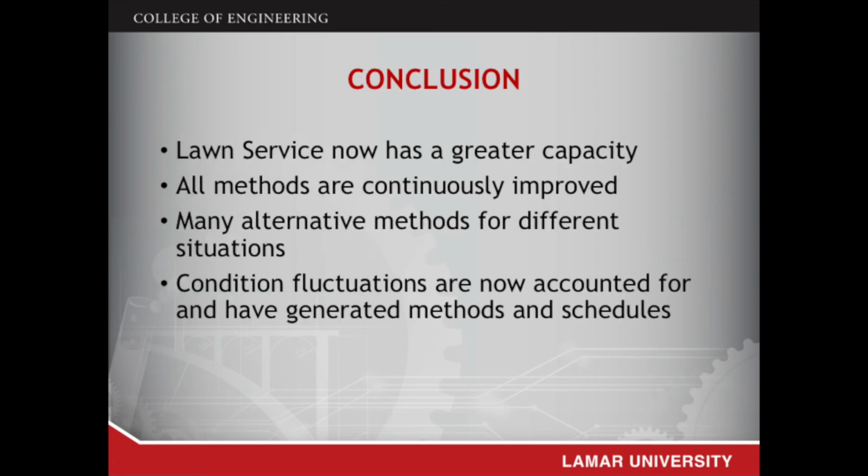So in conclusion, the lawn service now has a greater capacity of yards it can mow each day. All the methods are continuously improved. After making one improvement, it showed how easy it is to make improvements and make each task easier. There are many alternative methods for different situations, and that makes the lawn service flow easier throughout each day with different conditions. The condition fluctuations are now accounted for, and methods and schedules have been generated for these fluctuations.